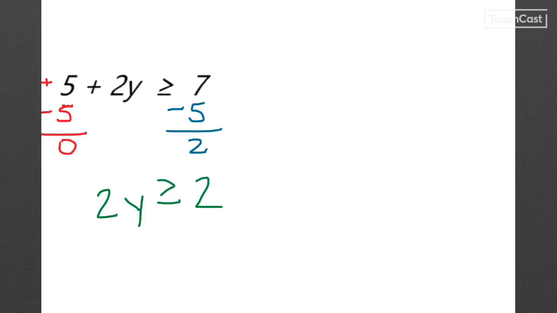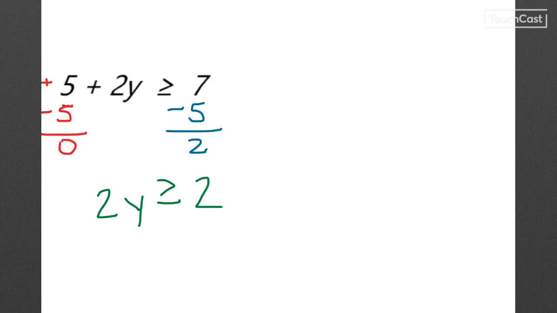Okay, our third practice problem is 5 plus 2y is greater than or equal to 7. Now I want you to go ahead and zero out your constants. Now, we didn't see a symbol in front of the 5, which means we can go ahead and assume it's positive since it didn't have a negative sign in front of it.